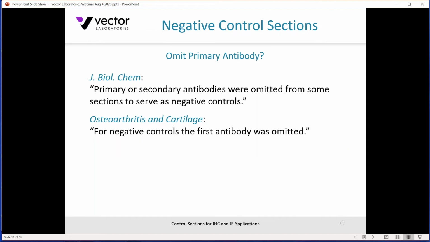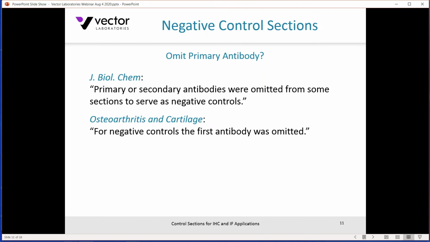Now, a lot of investigators may say, you know what, Craig, we're set on negative controls. We just simply omit the primary antibody. People have published on this. And I've got a couple of quotes here from journals that certainly do highlight that. I'm not picking on JBC, I'm not picking on osteoarthritis and cartilage journals, I'm not picking on these papers or the authors who wrote this.